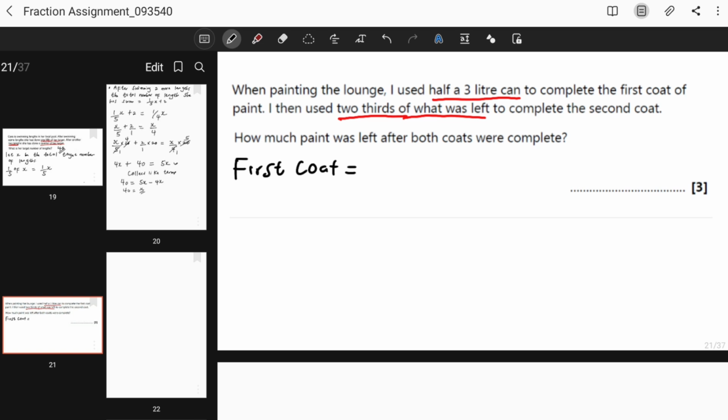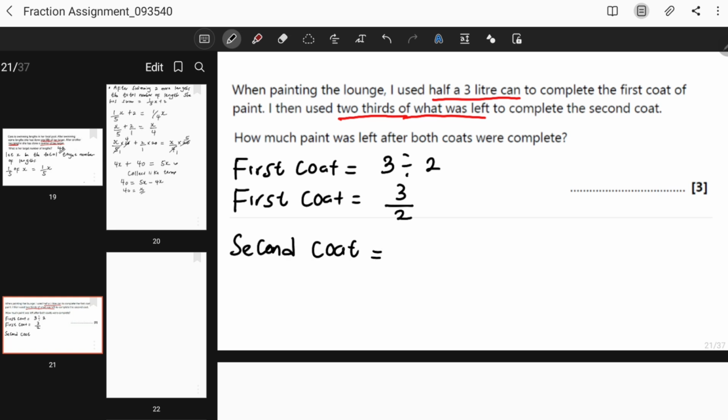So she used half a 3-liter, which means half a 3-liter means 3 divided by 2, right? Which means that the first coat is equal to 3/2. Now, second coat. The second coat is equal to, she used 2/3 of what was left, right?